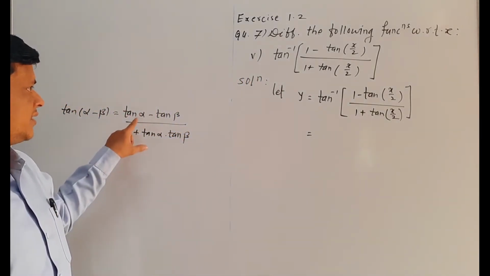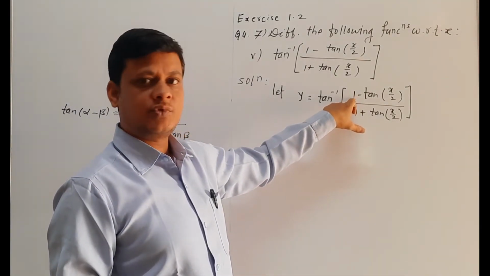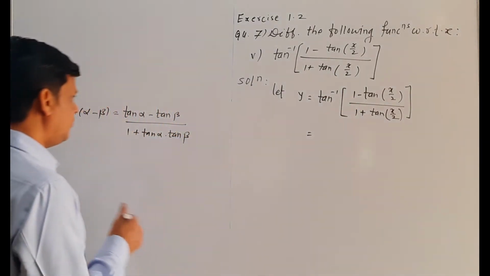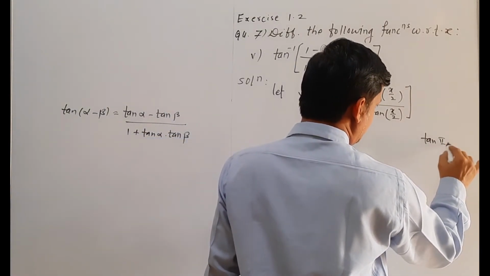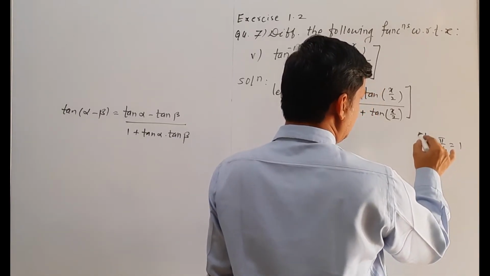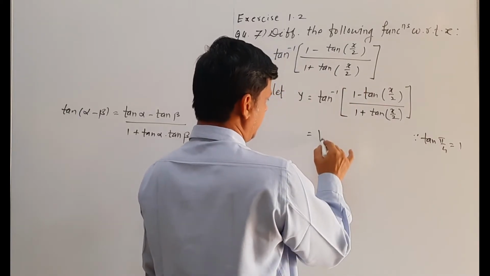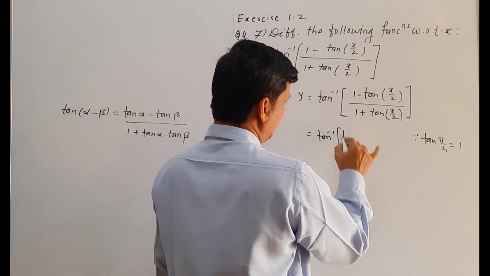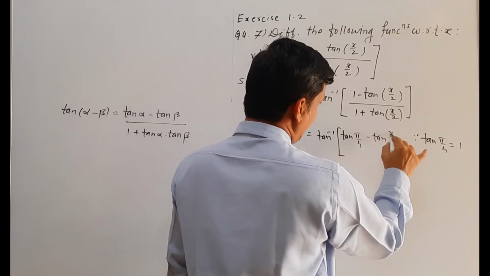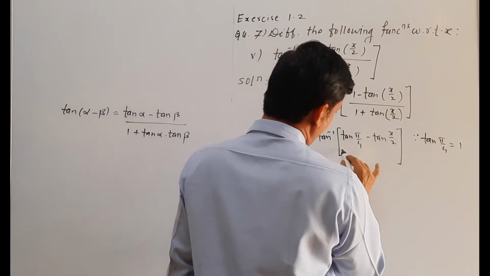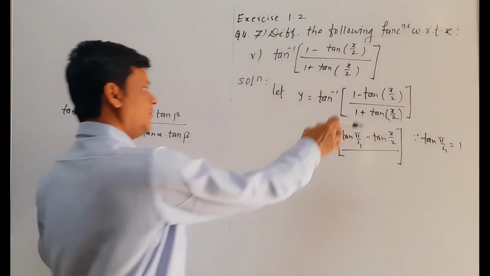Now we have to use this concept. That means we have to convert this one in terms of tan, and we know the value tan pi by 4. That means tan 45 is 1. So we use tan pi by 4 in place of 1. So write tan inverse of tan pi by 4 minus tan x by 2 upon. Here we require 1, so keep this 1 as it is.